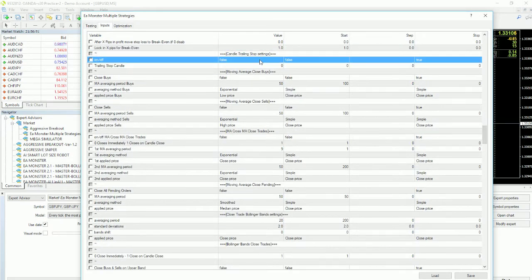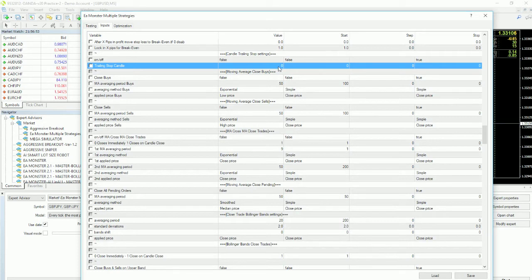Candle trailing stop settings. We have this one here where it's going to trail by candles. Same thing with the price. It's going to trail your candles, and then as it retraces this number, if it's going to trail 3 candles, it goes back 3 candles and it will close the trade.